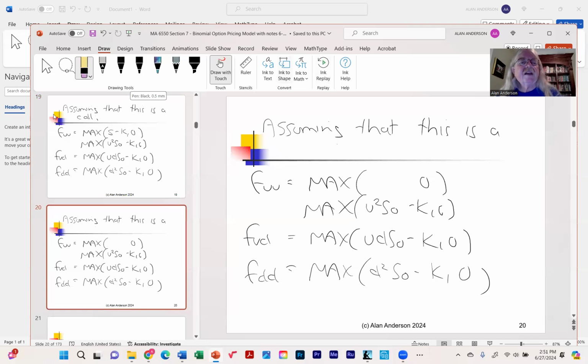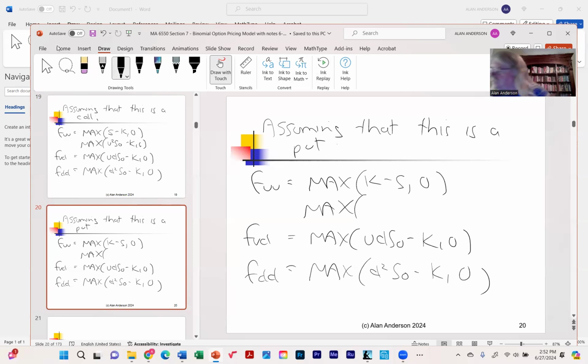So when we reach FUU, if this is a put, we reverse those two if you recall, and we'll have K minus U squared S0. That's better. So we just reverse the two. Like this one is going to become K minus U d S0.